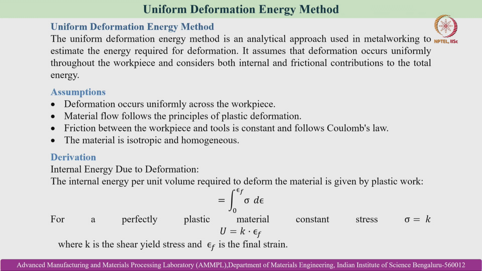The internal energy due to deformation. The internal energy per unit volume required to deform the material is given by plastic work, which is equal to the integral from 0 to epsilon f of sigma d epsilon. For a perfectly plastic material, constant stress sigma is equal to k and u is equal to k into epsilon f. So, k is the shear yield stress and epsilon f is the final strain.